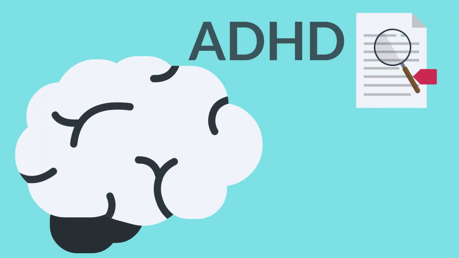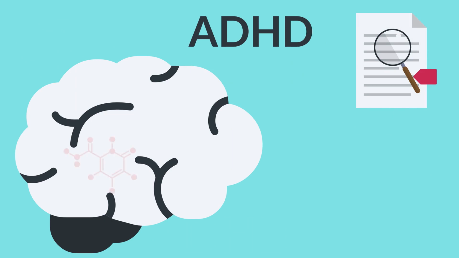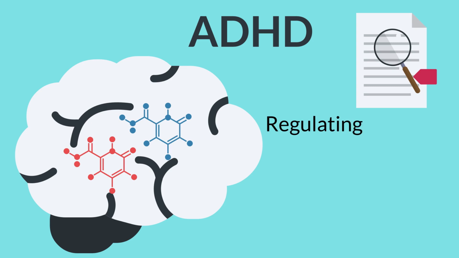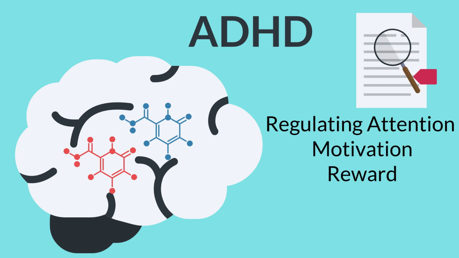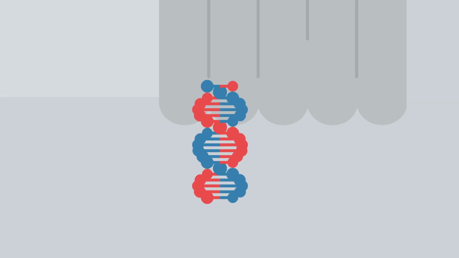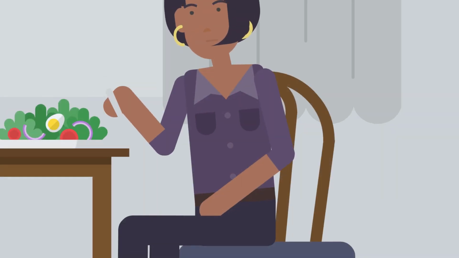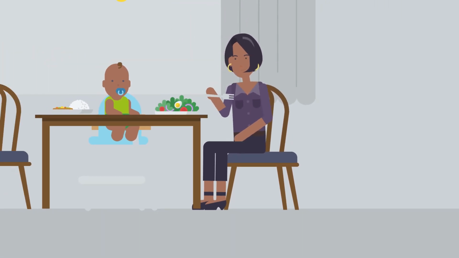ADHD is a neurodevelopmental disorder, which means that it's caused by changes in the brain's structure and function. Research has shown that ADHD is associated with changes in the brain's dopamine and norepinephrine systems, which are involved in regulating attention, motivation, and reward. It's also believed to be associated with genetic factors, as ADHD tends to run in families.